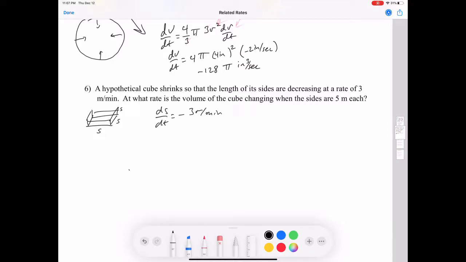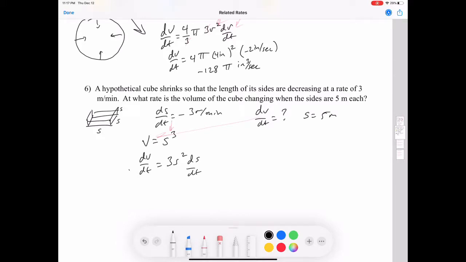How's the volume changing? So dV over dt is equal to what, when the sides are 5 meters? We take the derivative of our volume equation, and this is a simple cube, so the volume of a cube is s cubed. If I take the derivative of s it's ds/dt, and if I take the derivative of V it's dV/dt, and we can plug in s. So we have everything we need. dV over dt is equal to 3s squared ds over dt.